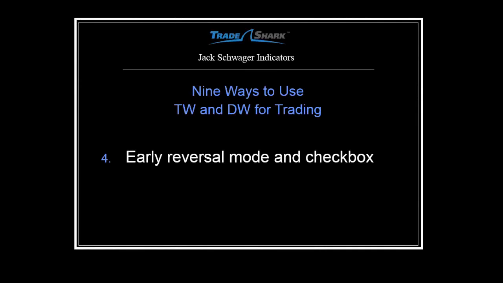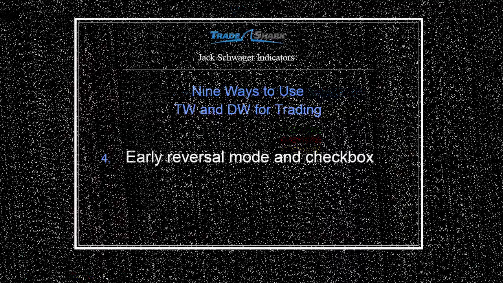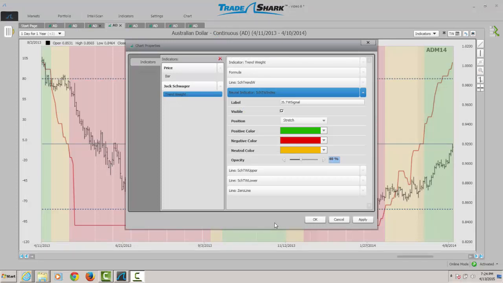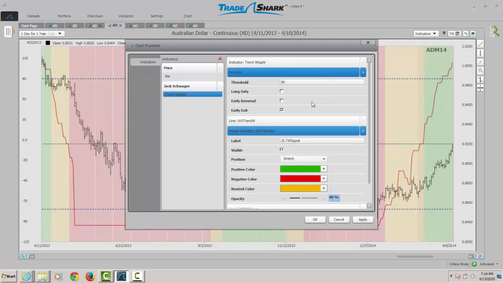Our next variation is the early reversal. Now, for this version, we need to again bring up the Chart Properties dialog box. Go to Formula. You can see it's last checked at early exit. Now we would uncheck that and instead check the early reversal. We again use the threshold of 80 so we can compare this version to the other versions we've been looking at recently to see what the effect of early reversal is on trading signals.